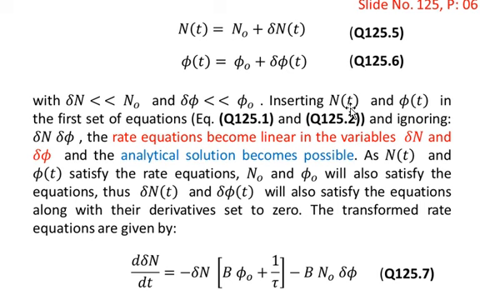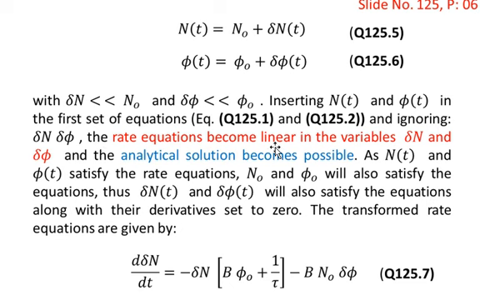Inserting N of t and phi of t in the first set of equations, given as equation number 1 and equation number 2, and ignoring this term, you see that we are ignoring the term with delta N and delta phi, because delta N is small and delta phi is small, so the product is extremely small and we can reject this product.